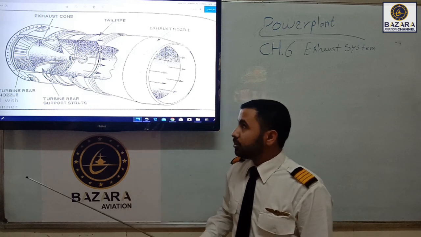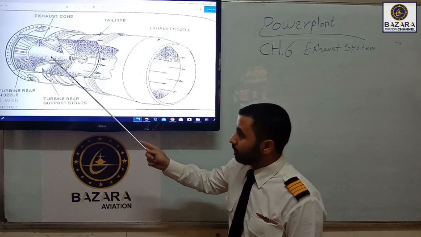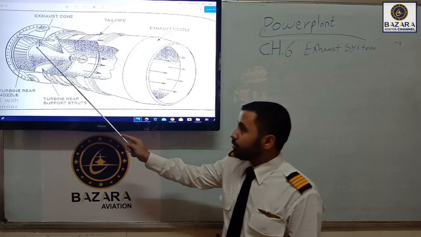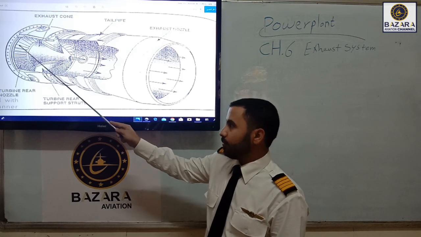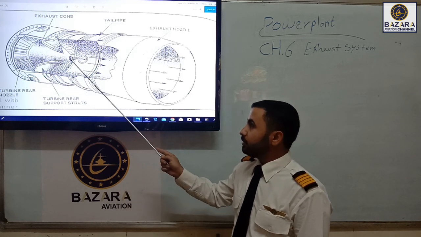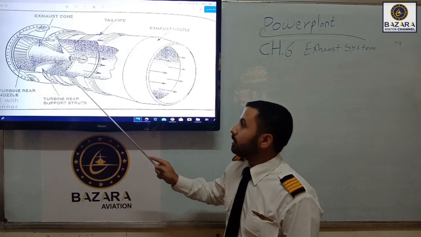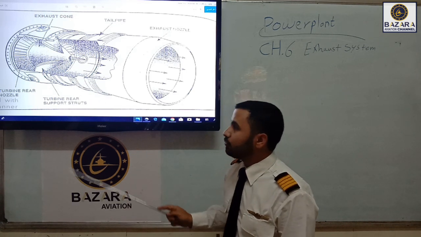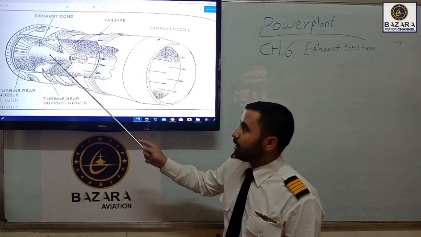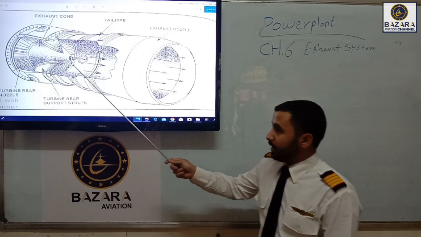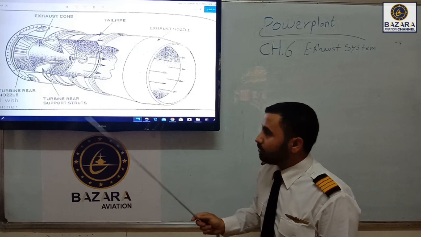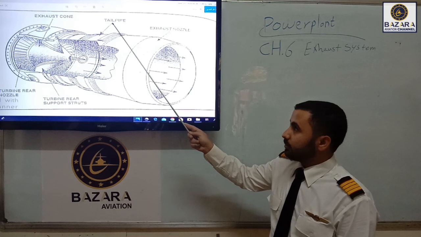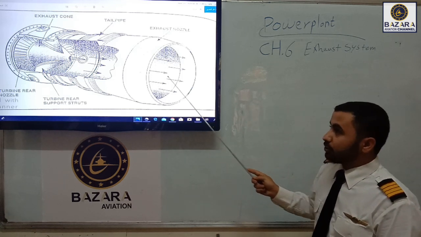These are the three components of the exhaust system. The exhaust cone consists of an inner cone, outer cone and struts. The inner cone will collect the air from the turbine and deliver it to the outer duct. After that we have the strut, which is used to support the exhaust cone. After that the air will go from the outer cone and be delivered through the tailpipe to the exhaust nozzle.